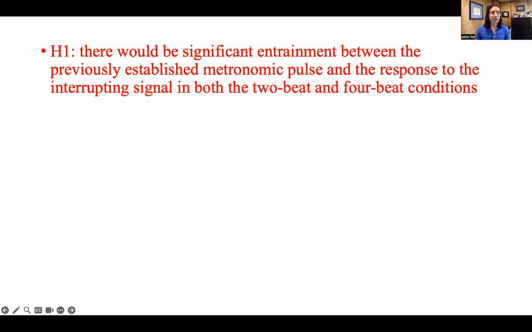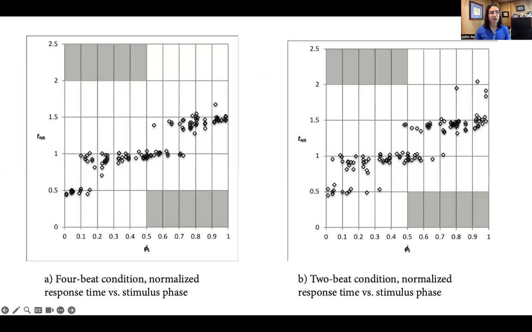Okay, so I'm going to go through hypothesis by hypothesis and discuss results as we go, again, for time's sake. The first hypothesis is very simple: that there would be significant entrainment between the previously established metronomic pulse and the response to the interrupting signal in both the 2-beat and 4-beat conditions. When they hear the gong and they're told, as quickly as you can, make that big down bow, there's going to be a lot of phase capture between the previously established metronomic motion and that new interrupting motion.